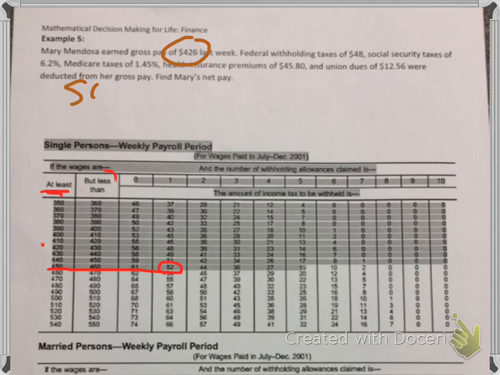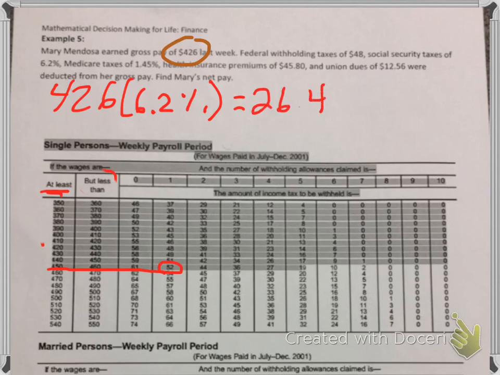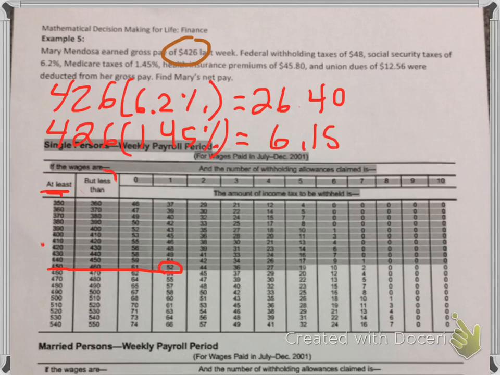So I'm going to first do the $426. Sorry, I wrote that wrong. Let's try again. $426 times the 6.2%. And again, you can just punch that in your calculator using your percent key. I'm going to find that number. I get $26.40. And then I'm going to do the 1.45% of that, so 426 times the 1.45%. And when I do that, I get $6.18.